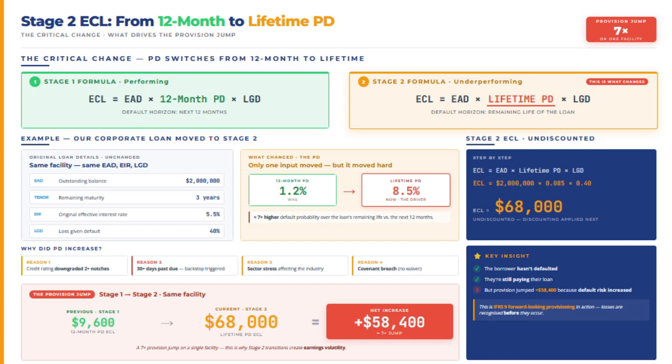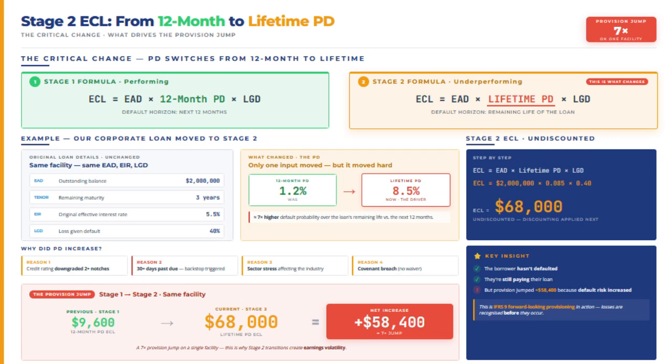In stage 1, the ECL equals the EAD times 12-month PD times LGD, and here the horizon is narrow, next 12 months only. In stage 2, the ECL equals the EAD times the lifetime PD times LGD, and the horizon expands to the entire remaining life of the loan. And that's the difference that actually matters.